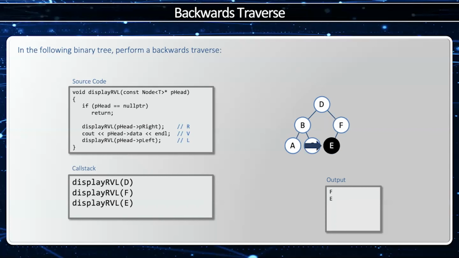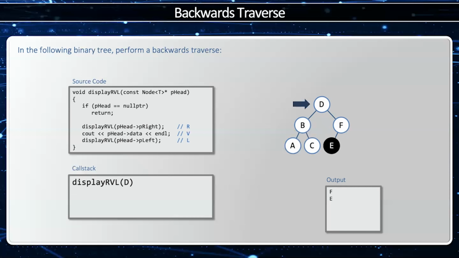I'll display myself, and then I'll go left, and there's no left child there. So now E is finished, and I go back to F. Now F has already attempted to go right. There was nothing there. It already displayed itself, and then it finished all of left. So now F is finished, and I'll go back to D.